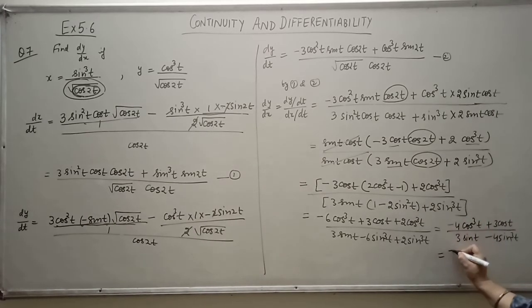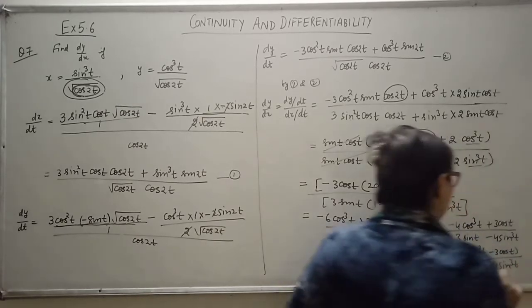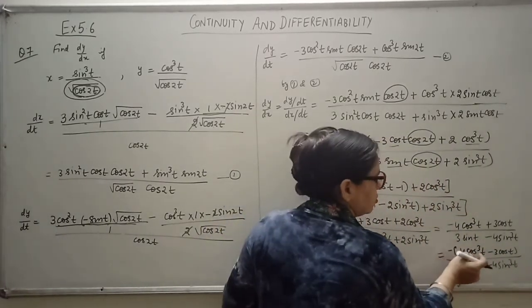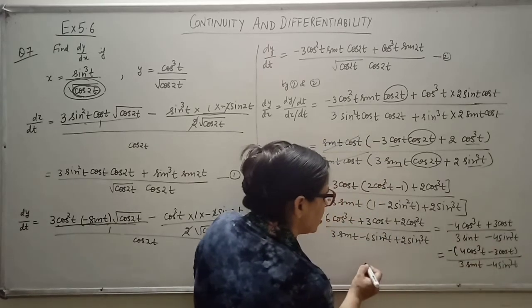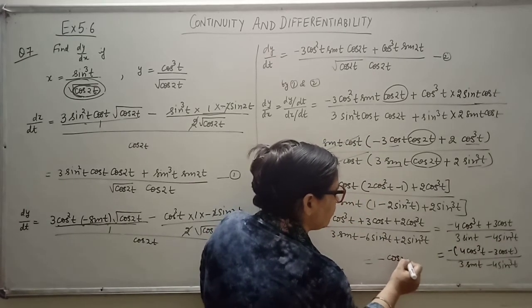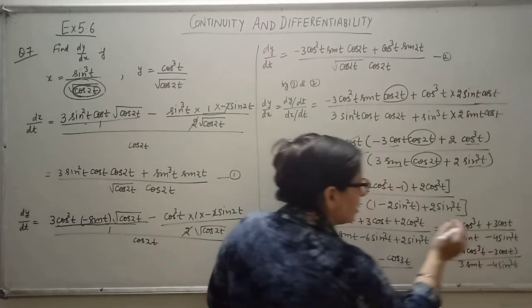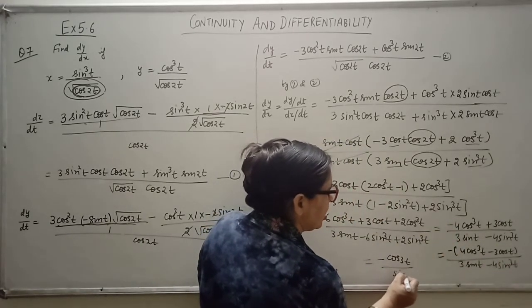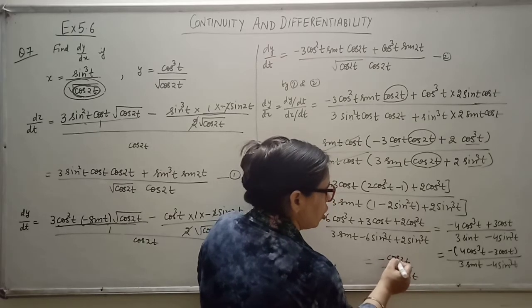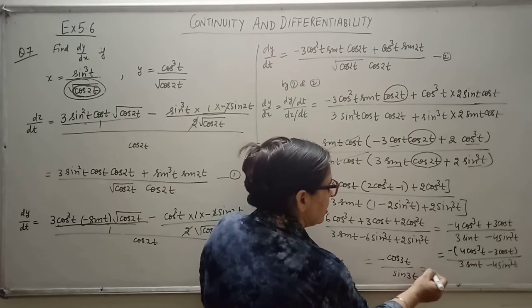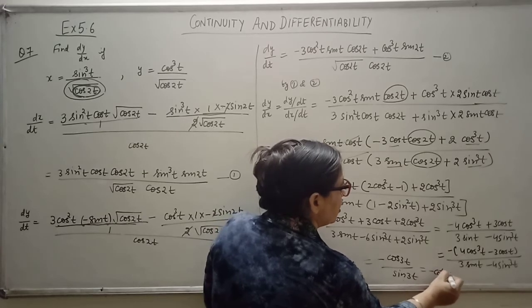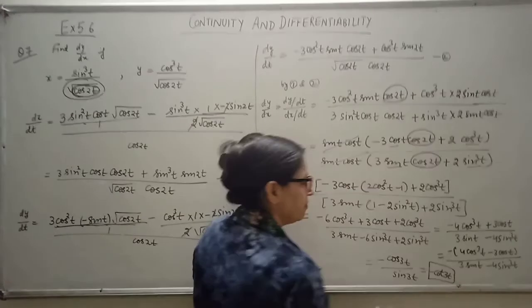And if I take negative sign common from here, it is 4 cos cube t minus 3 cos t, and here it is 3 sin t minus 4 sin cube t, and we know these are identities. I know this 4 cos cube t minus 3 cos t is the identity of cos 3t, and 3 sin t minus 4 sin cube t is the identity of sin 3t. So both of these give cos 3t upon sin 3t, which is equal to minus cot 3t. So this is your final answer.